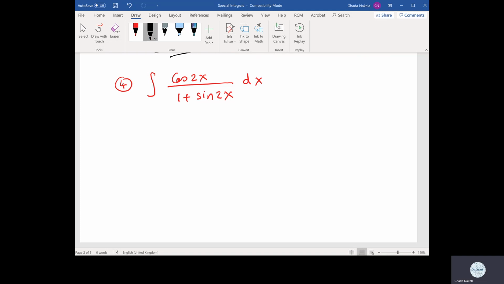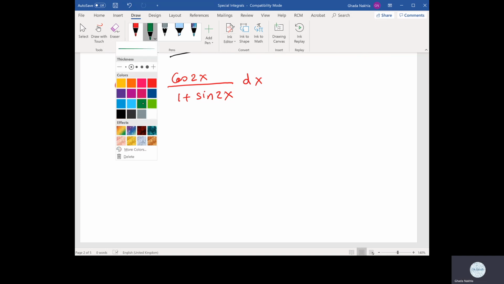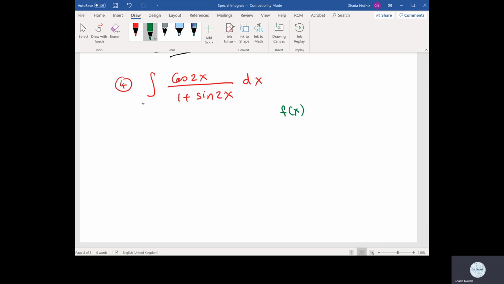Okay, so if I imagine that my f of x is 1 plus sine 2x, then I need to differentiate this. So f prime of x, f dash of x, equals 1 will differentiate into 0, and then sine, what does sine differentiate into? Sine, cos, minus sine, minus cos. You differentiate this way. So sine differentiates into cos.